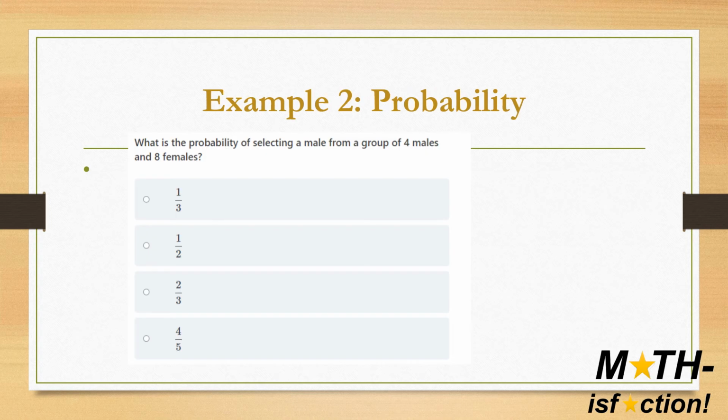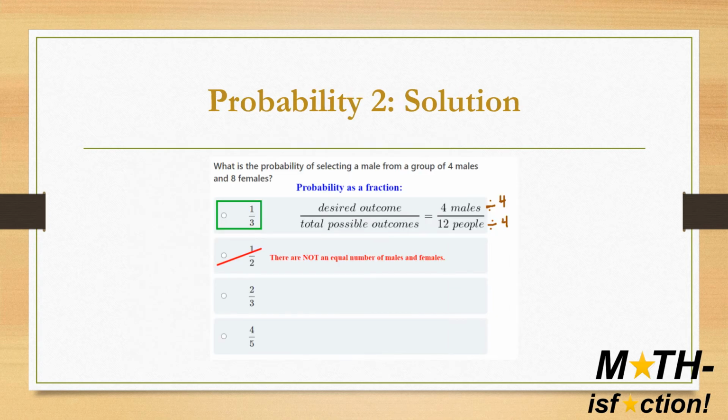The second example of probability: what is the probability of selecting a male from a group of 4 males and 8 females? Four males is your numerator. That's what you're looking to get. 12 people total, the 4 plus 8. 4 over 12 reduces to 1 over 3. Answer choice B, 1/2, is obviously eliminated because there are not an equal number of males and females to give you a half or 50% probability.